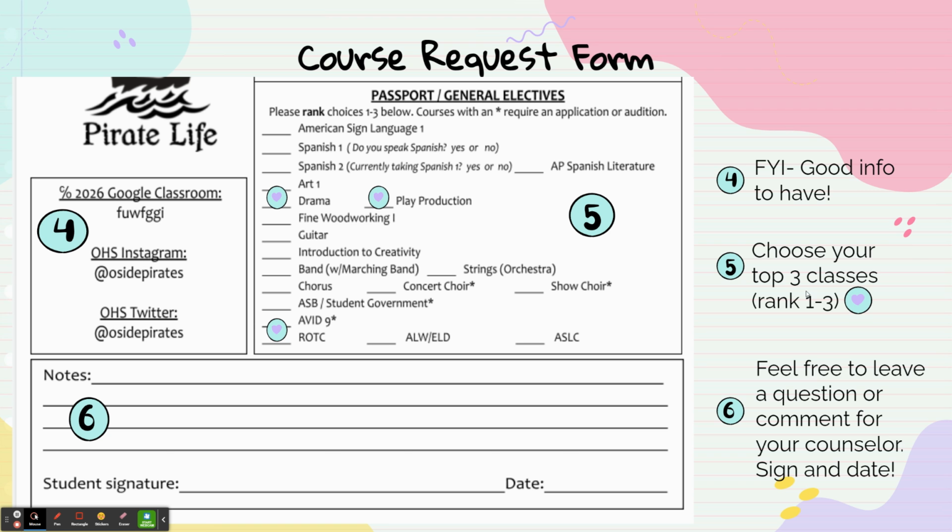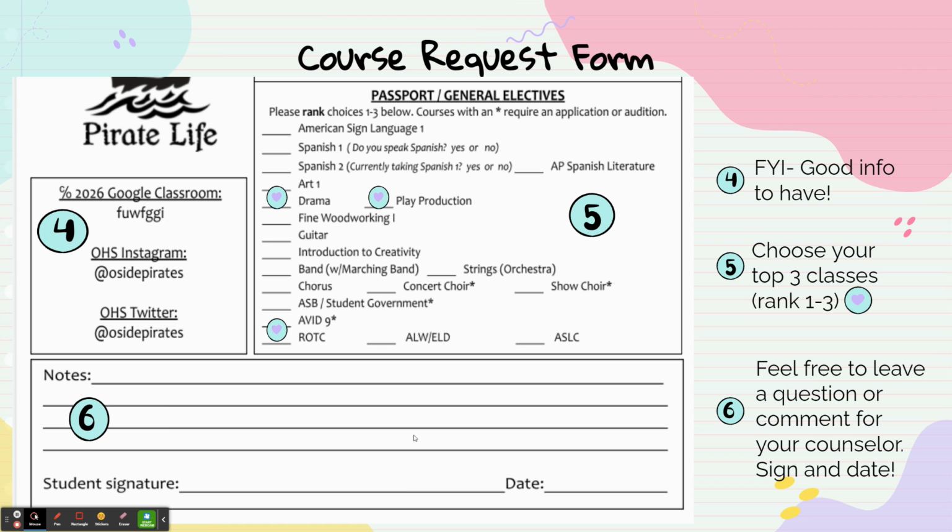So when you're looking at this form, number 4, I have some information about the Google Classroom, the OHS Pirates Instagram, the Twitter. Number 5, like I said, is where you're going to be ranking the classes that we offer to fill up your schedule. So these are going to be some other general elective classes. You're going to rank your number 1, number 2, and number 3 choice. I kind of just gave little examples of where you would put them on the line. And then the 6th box down here is questions or comments for your counselor.